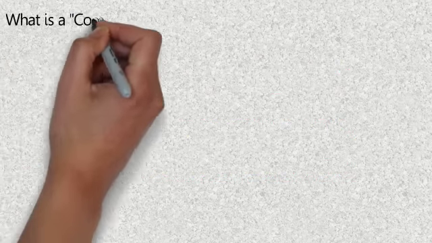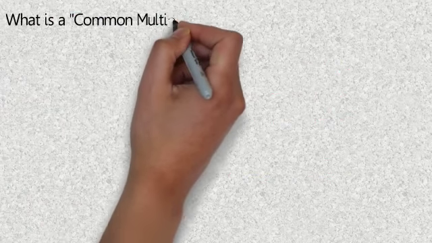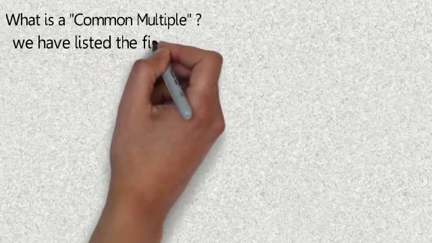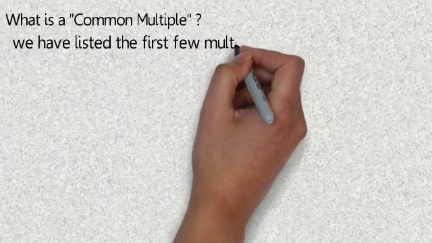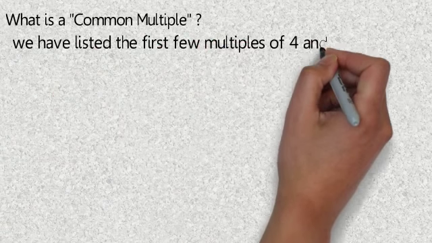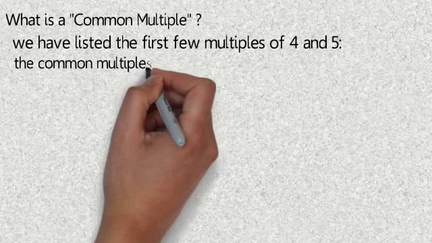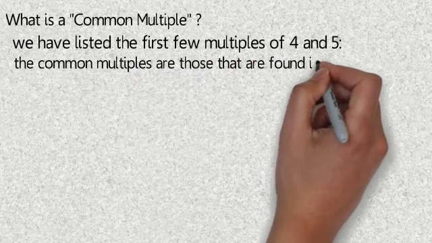So again, what is a common multiple? I already defined what a multiple is. So what is a common multiple? See, we have listed the first few multiples of 4 and 5. So the common multiples are those that are found in both lists.